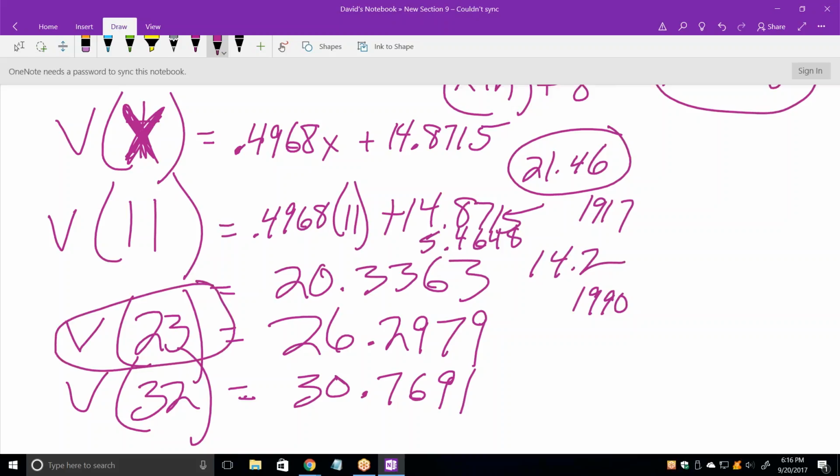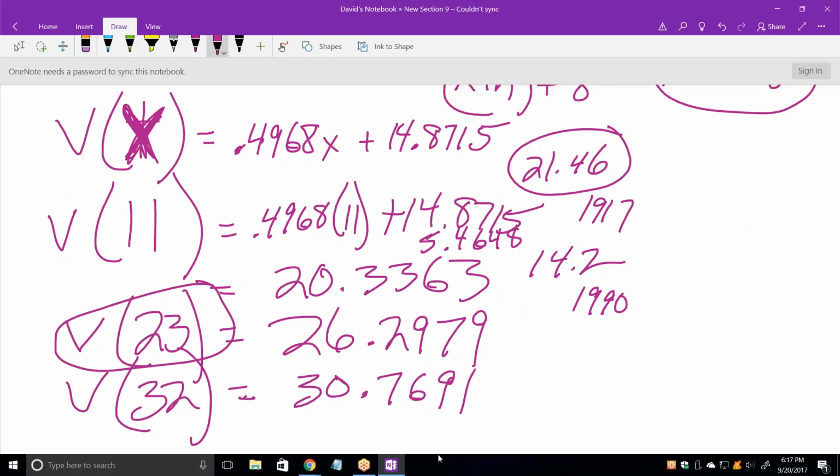Maybe it wants me to not round. I'm trying to see. Was it the V of 11 that wasn't correct, or was it the V of 23? V of 23. The V of 11 was correct. Let me do the math on the 23. 0.4968 times 23 equals that, plus 14.8715. Oh, it says round to 2 decimal places.